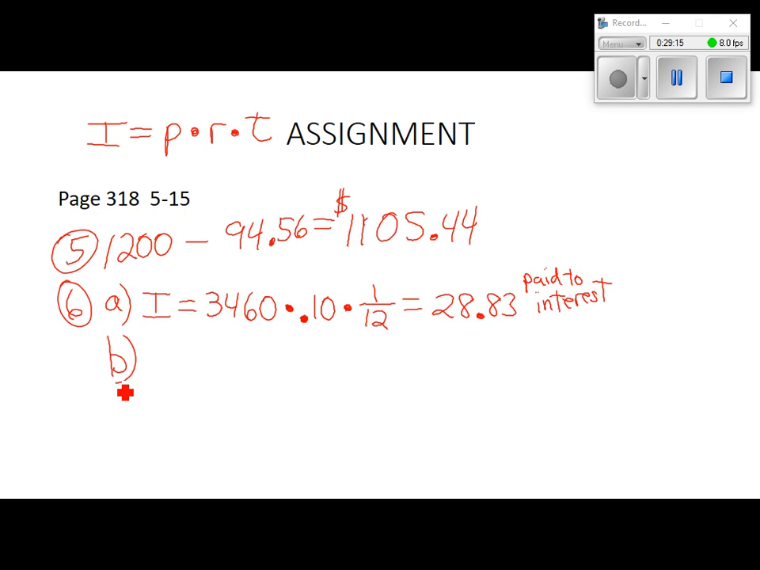Alright, so for part B, they wanna know how much they're paying towards the actual loan, towards the principal. Well, the way we do that is, how much is their payment each month? $207.95. How much of this payment is gonna go towards interest? 28.83. So what do we do with those two? Just subtract it. So $28.83 of the $207.95 goes towards the interest. Whatever's left goes towards the actual loan, the principal. What's that? $179.12.